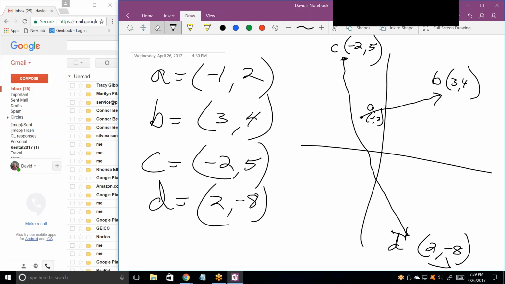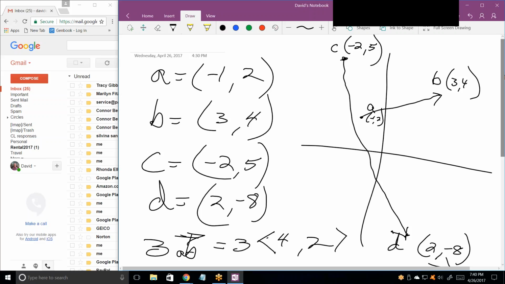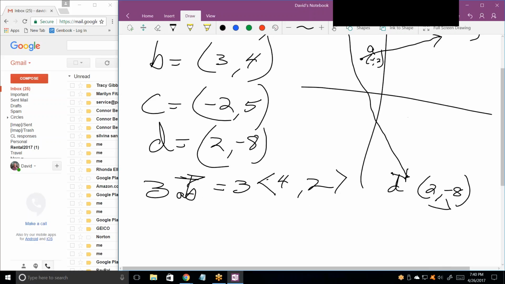All right, what else? The next one is 3AB. Is this completely different? Oh no, 3 times AB, same points though. Okay. Well, that means 3 times, what was the AB vector expressed? It was 4, 2, correct? Yeah. Okay. Well, when you multiply a vector by a number, you just multiply both parts. In other words, that goes to 12, 6.